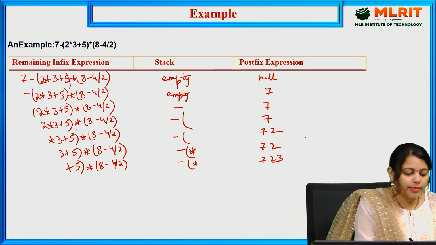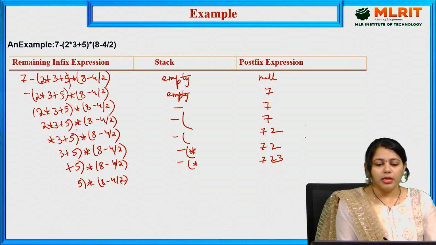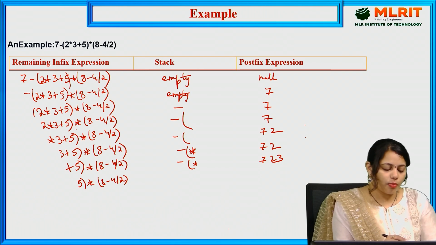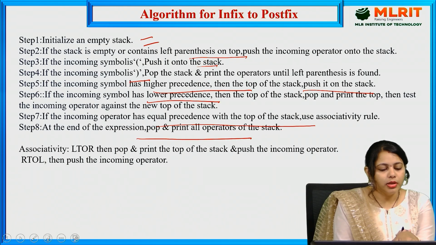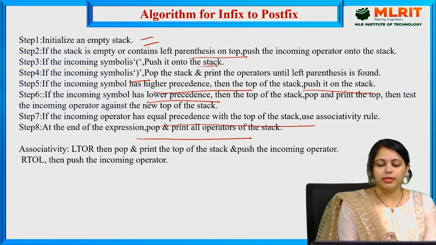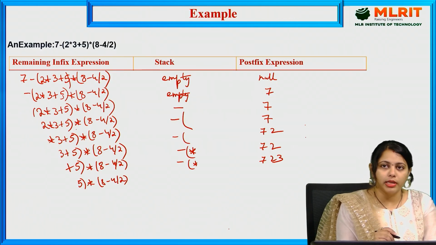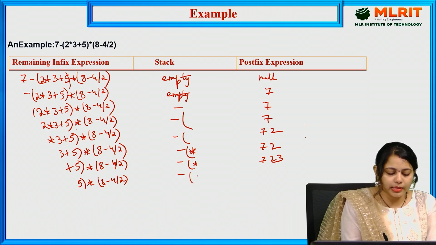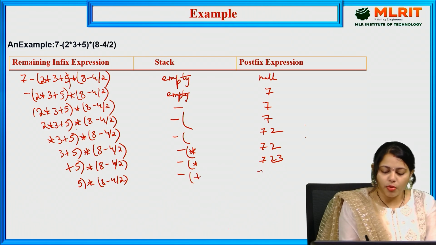So the incoming symbol, now we have an operator that will be pushed into the stack. Here again, an operator is coming. As we have given in the algorithm, just look here: if the incoming symbol has lower precedence than the one on the top of the stack, then that element is popped out. Here plus has a lower priority than star, so plus is pushed into the stack and star is popped out of the stack.